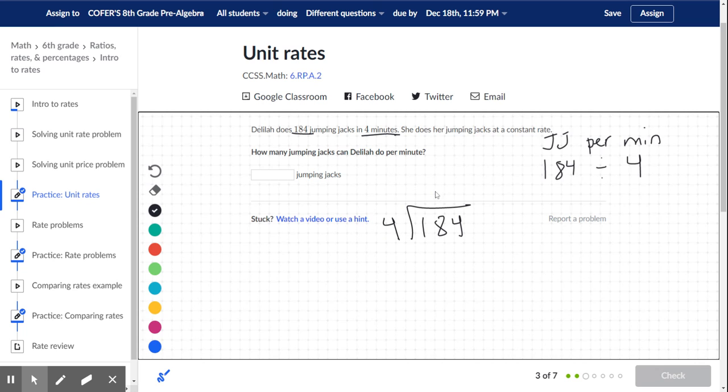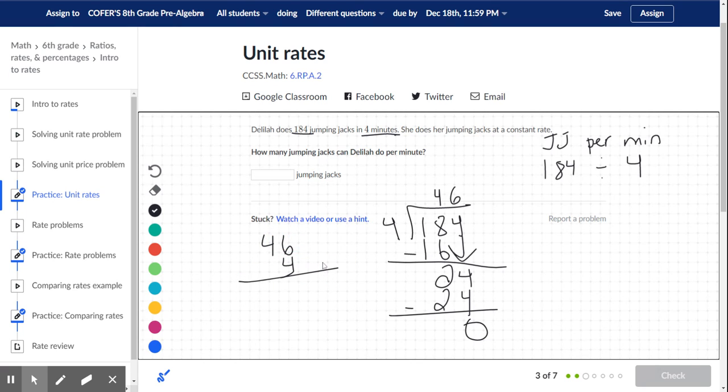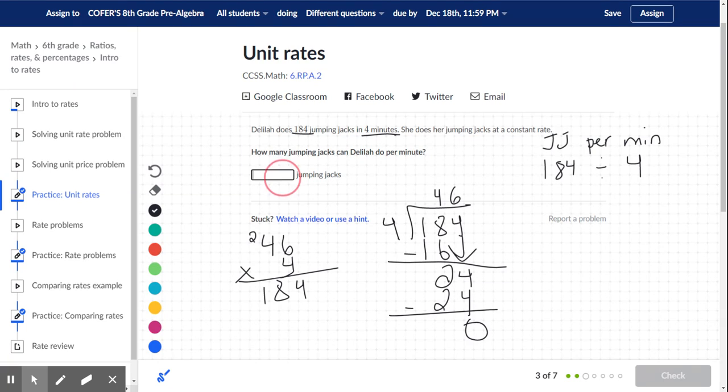4 can go into 18 4 times because 4 times 4 is 16. When I subtract it out, I'm left with 2. I bring down my 4. 4 can go into 24 6 times because 6 times 4 is 24, and 24 minus 24 is 0. If I wanted to check my answer, I would multiply 46 times 4 to see how many jumping jacks she can do. 4 times 6 is 24, so I write a 4, carry a 2. 4 times 4 is 16, plus 2 more gives you 18. 184? That's perfect. So that means she actually can do 46 jumping jacks in 1 minute.